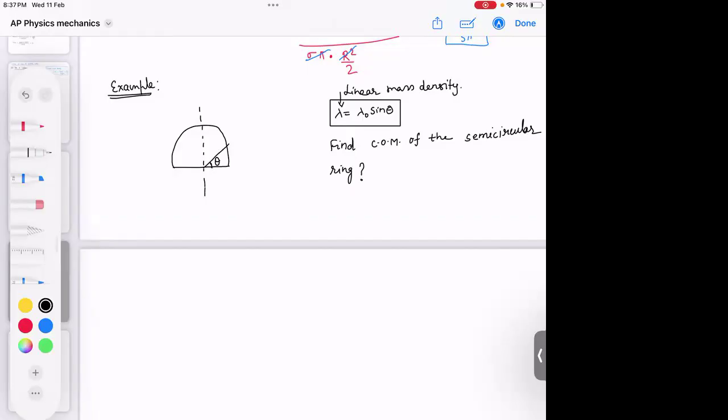Okay, this is the theta. Theta is measured from this x-axis. So now they are asking in the question, what is the center of mass of this semicircular ring. So first of all, what you have to do, you have to choose the element, right?